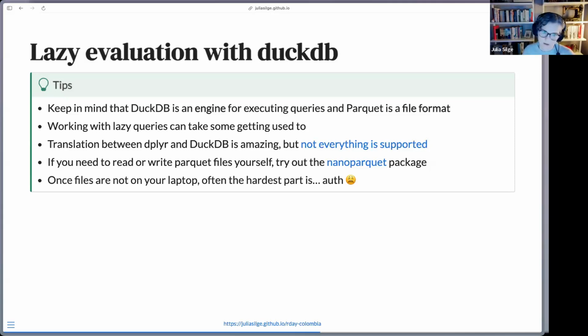And then my last tip here, as we're getting used to lazy evaluation, is that once files are not on your laptop, often the hardest part is authentication. I showed an example of reading from a URL, and that URL is just open to the public, so it was pretty simple. But it can take a little bit of fiddly work if your Parquet file is in an S3 bucket that you have to authenticate to with the right role in AWS and all that. That can actually be the hardest part of all of it. It can be harder than the analysis you're trying to do to figure out the auth situation.